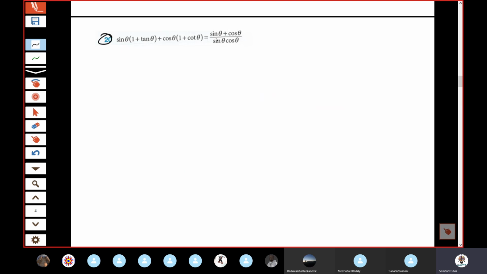Okay. Again, look at the right hand side. It says sines and coses. So I think you guys know what I would do with my tan and cot. Good luck. I'll leave that with you for a second to try. Paper.